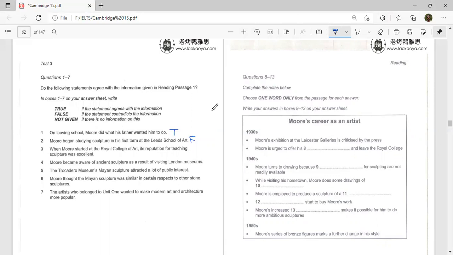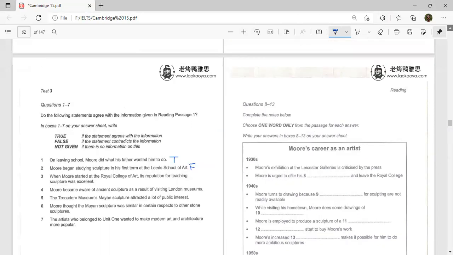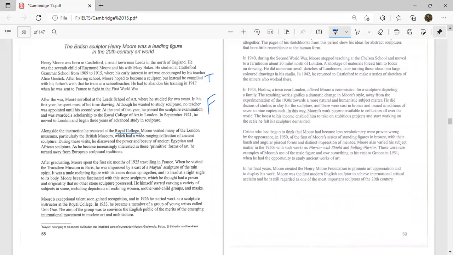Can I see the passage? Moore visited many of the London museums, particularly the British Museum, which had a wide range collection of ancient sculpture. During these visits, he discovered the power and beauty of... But there is no information given about excellence. Okay. So, what did you answer? I think not given.